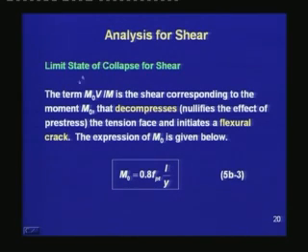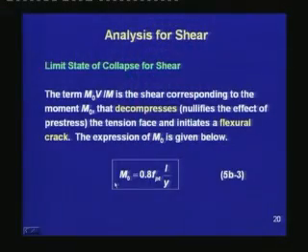Thus, in this expression, M0 by M is a ratio of moments, and hence it is an expression without any units. This times V is the amount of shear that causes a flexural crack at the bottom of the beam. Now, how did we get this expression of M0 is equal to 0.8 fpt times I by y?